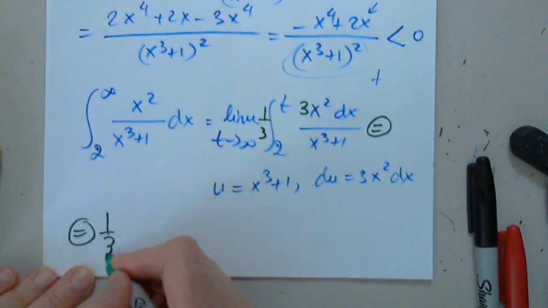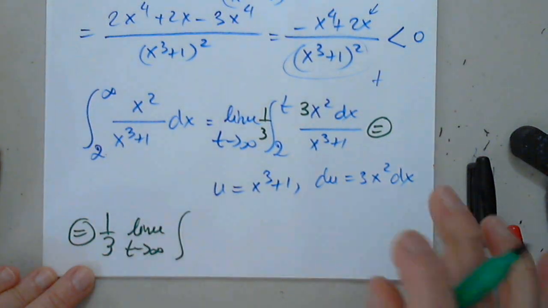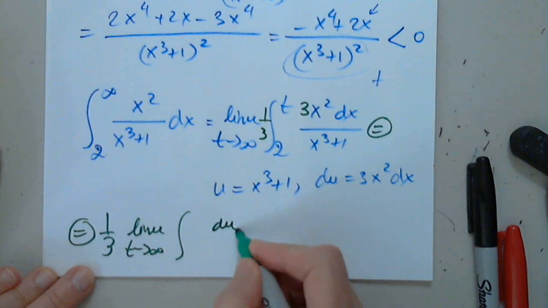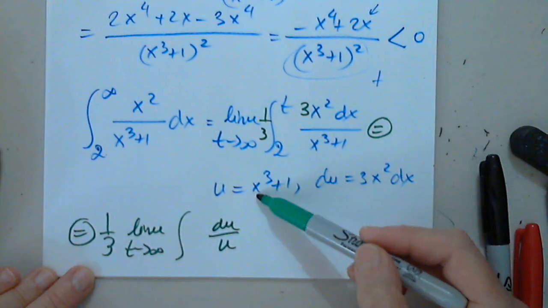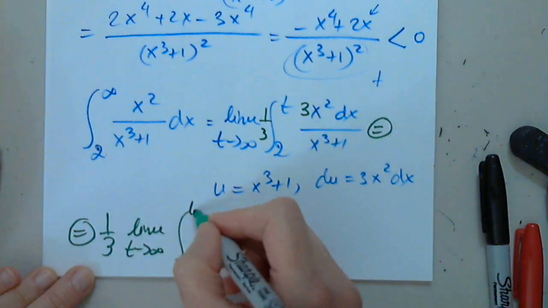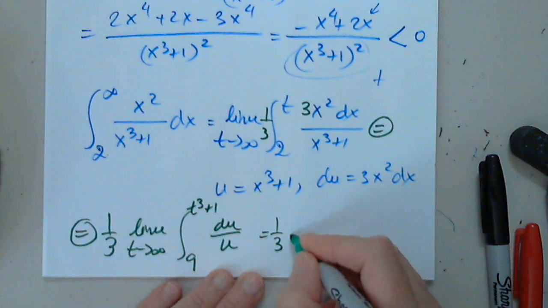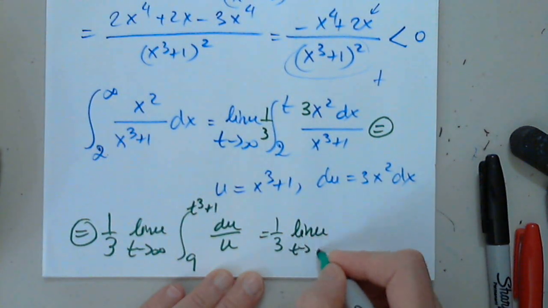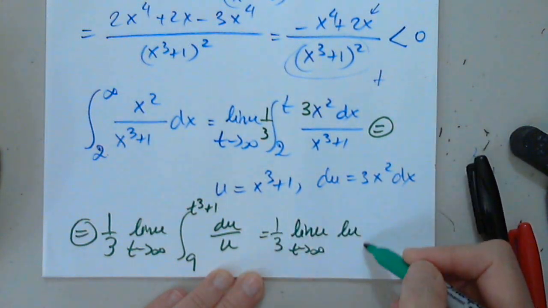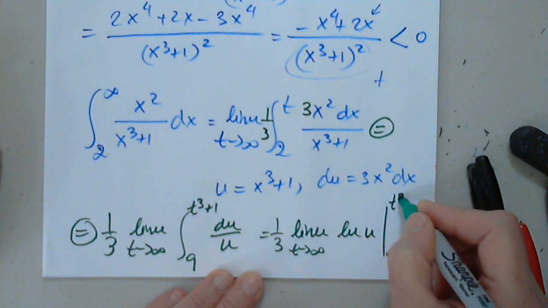So 1/3 is outside, so we have the limit as t approaches infinity. Careful now. So this is indeed du over u, but now the limits of integration: 8 plus 1 is 9, and then t cubed plus 1. So this is 1/3 limit as t approaches infinity of the natural log of u, everything is positive, there is no need for the absolute value, from 9 to t cubed plus 1.